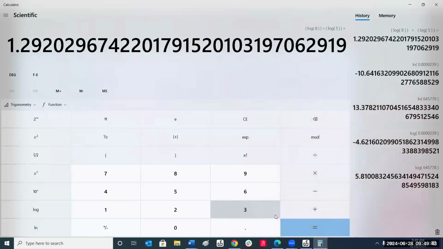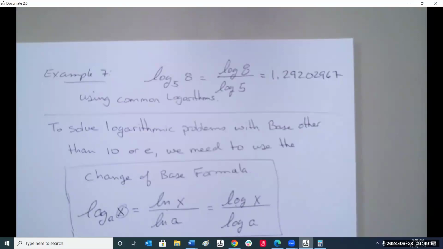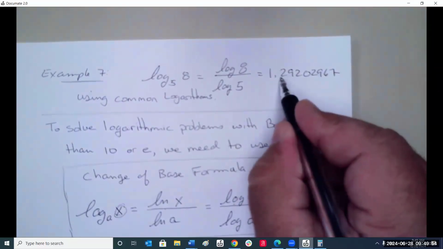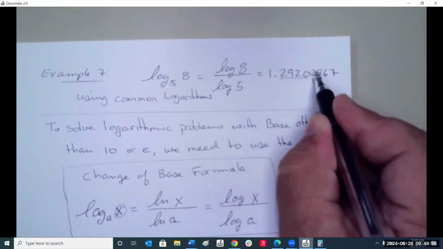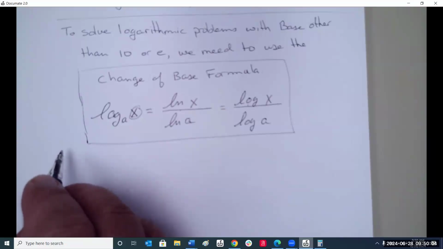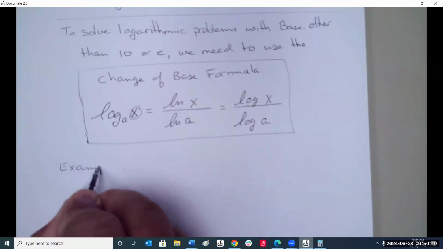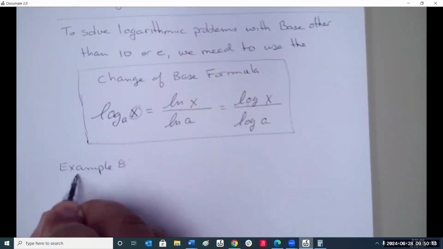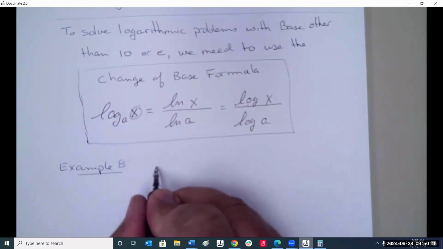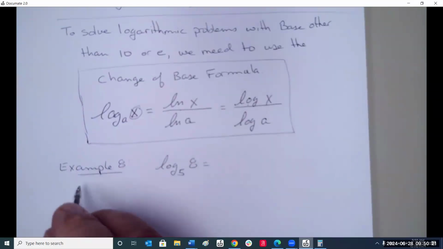1.292029 67. It didn't say how many decimal places we want. So if it was just 4 like all the other ones, since that's a 2, just drop those. Now the same equation using natural logs.